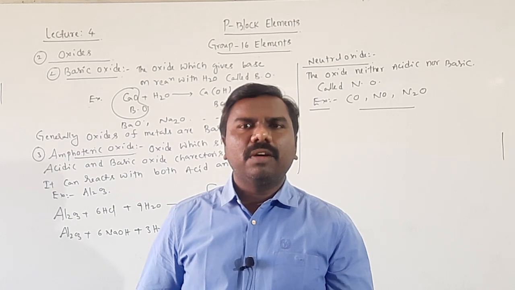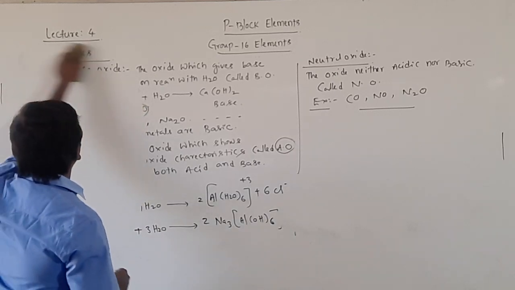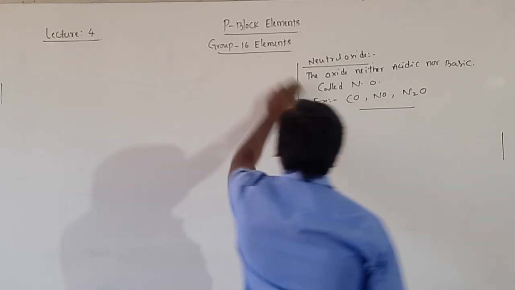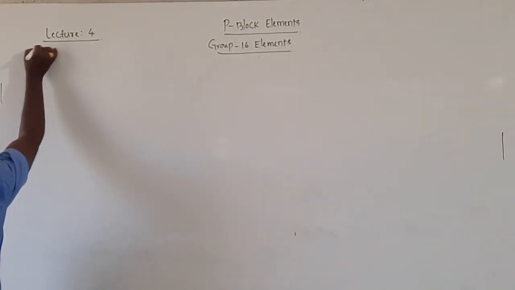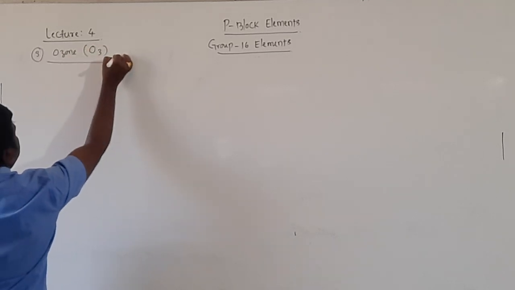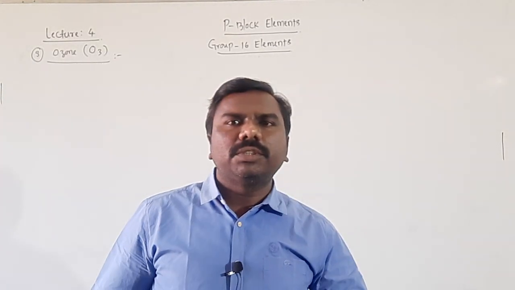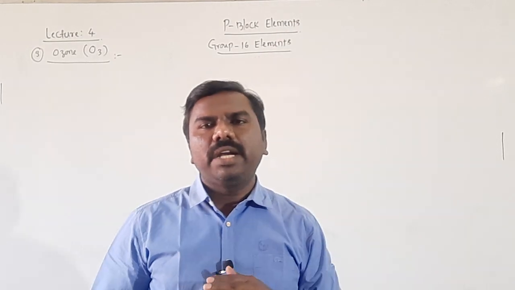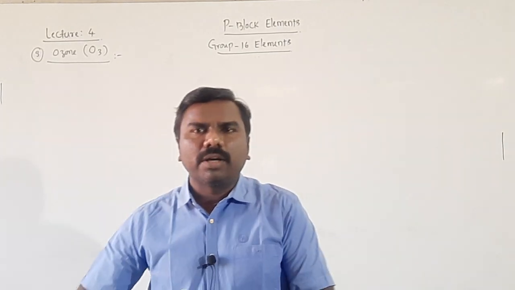Now, the third compound of oxygen is ozone. Now, we will move to the third one, students. Second one completed. Third one is ozone. Formula is O3. Now, how to prepare ozone? Ozone is present in the stratosphere, which is located 20 kilometers height from the earth surface. It is prepared by oxygen only.